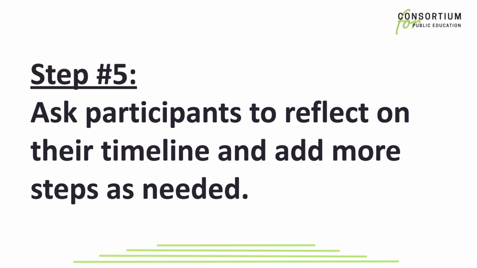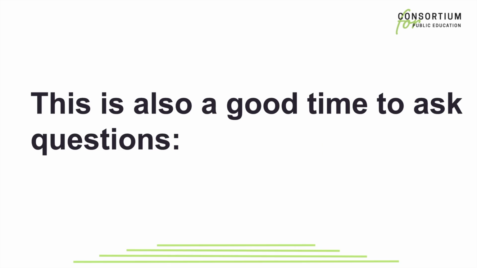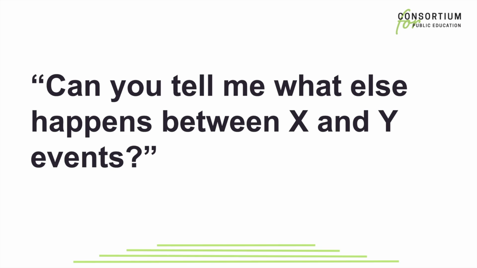Once participants have listed their initial events on the timeline, we now arrive at step 5. Ask them to reflect on their timeline and add more steps as needed. This is also a good time to ask questions, such as, can you tell me what else happens between X and Y events? Everyone will skip a step at some point, so it's always important to clarify all of the different events in a timeline.